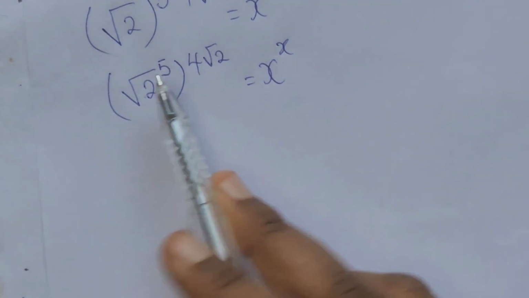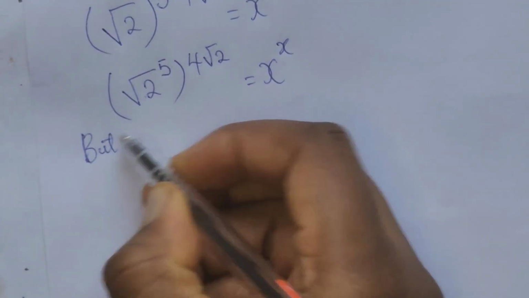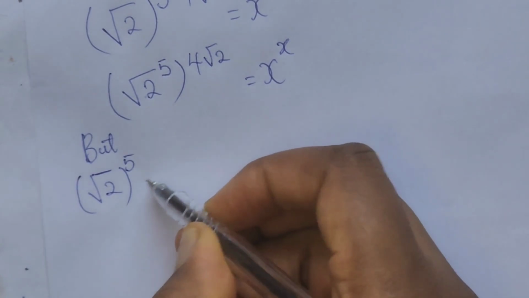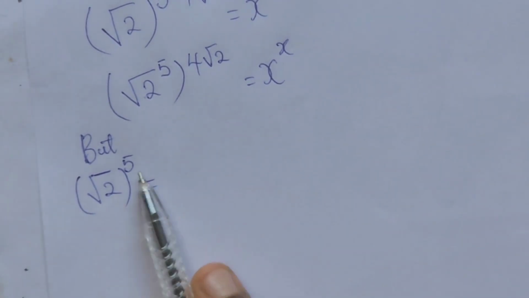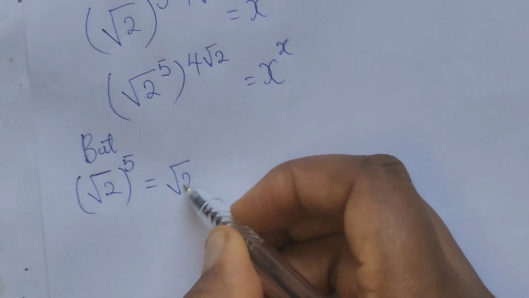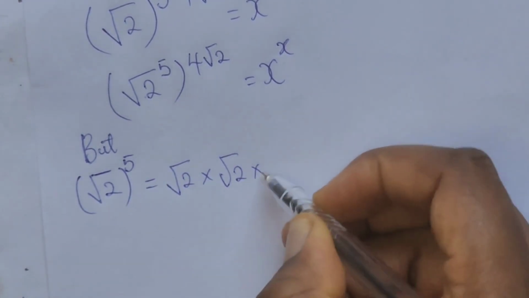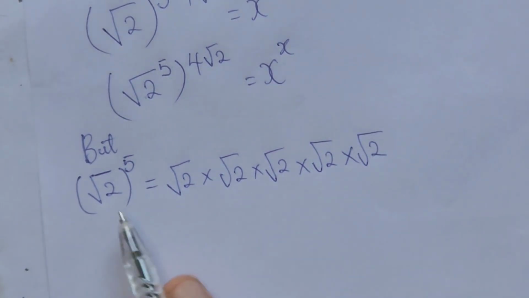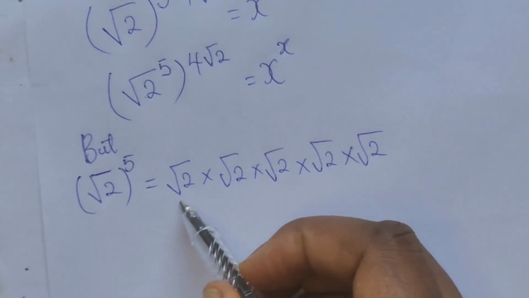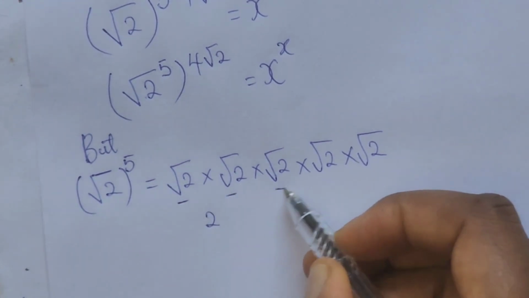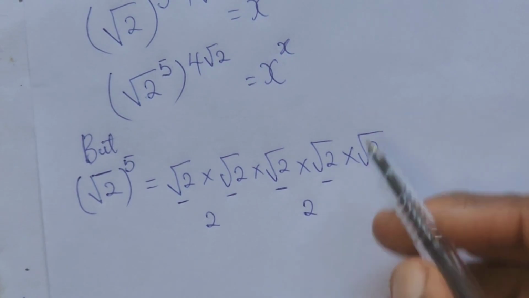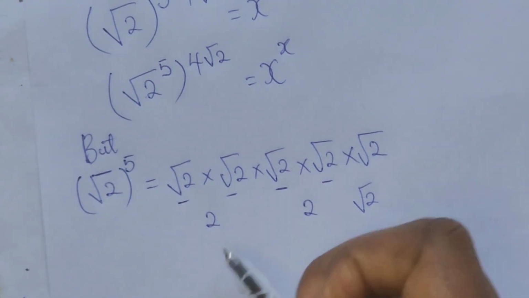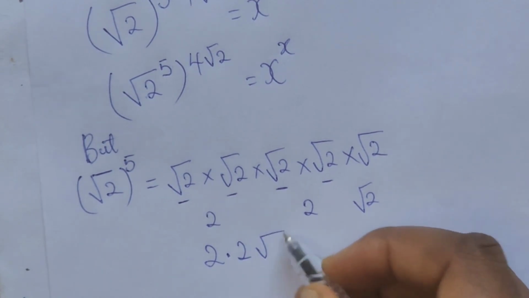So we have root 2 to the power of 5. But root 2 to the power of 5 is equal to root 2 times root 2 times root 2 times root 2 times root 2. That's root 2 in 5 places, and we know that this times this is 2, this times this is 2, and we have root 2 left. So when we multiply this, we have 2 times 2 root 2.